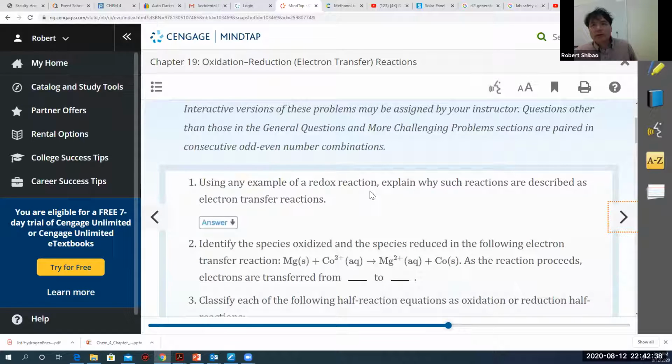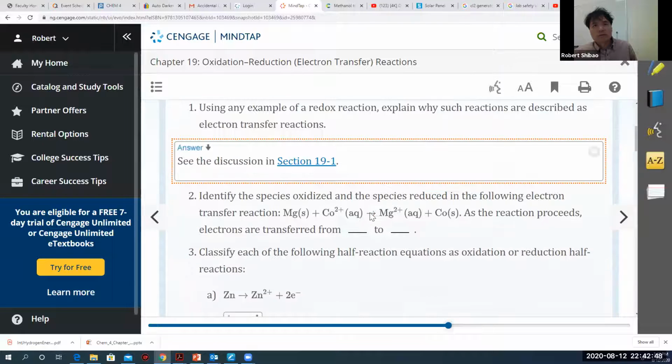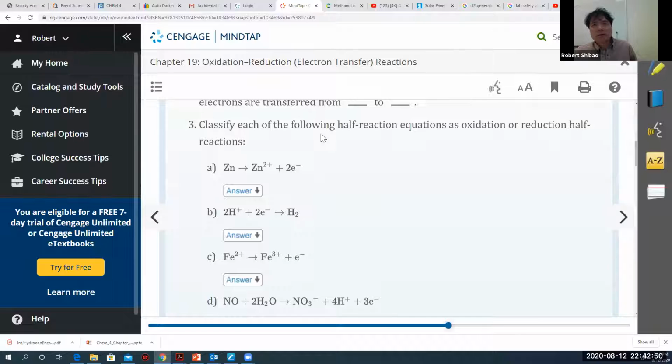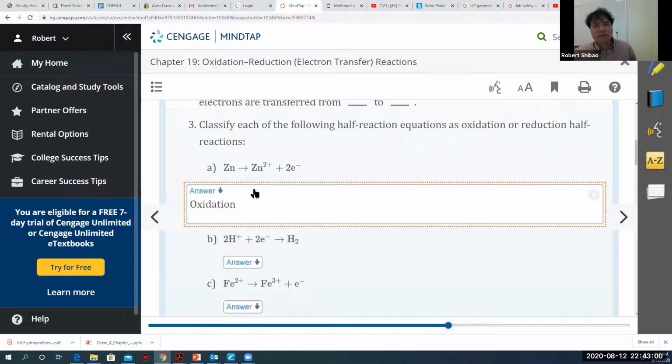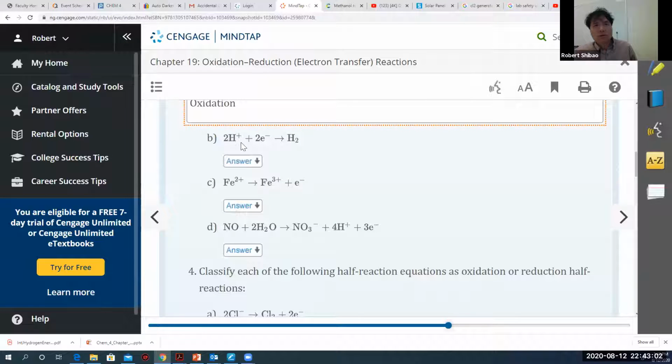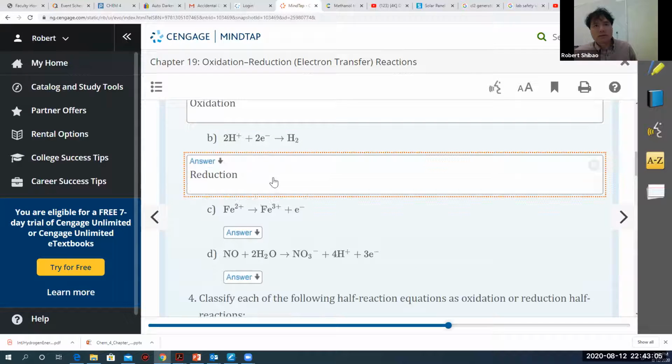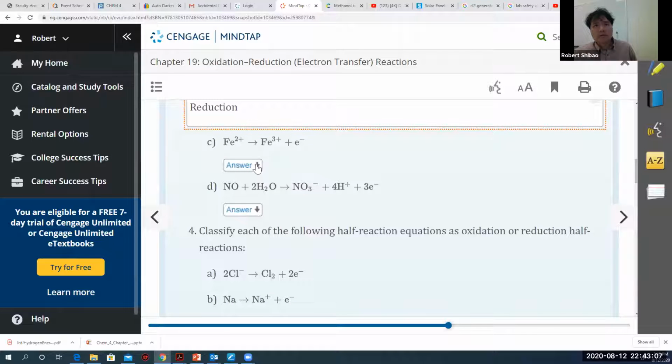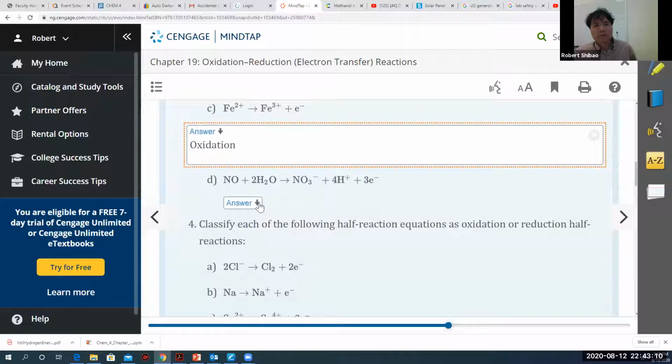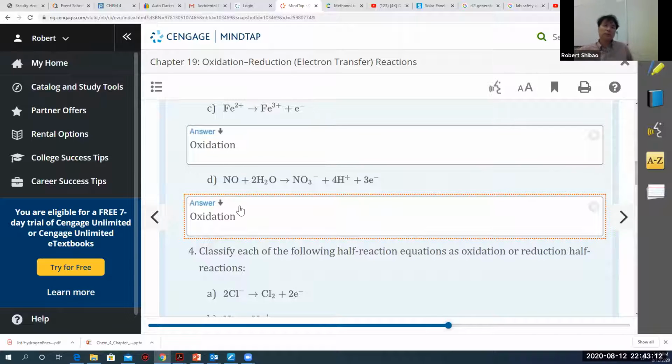Using any example of a redox reaction, explain why such reactions are described as electron transfer. Yeah, electrons are transferred because one loses, the other gains. Classify each as oxidation or reduction. So oxidation is loss. So this is losing electrons here as product, so oxidation. Reduction is gain. This is gaining electrons, so this is reduction. This is losing. This is losing.